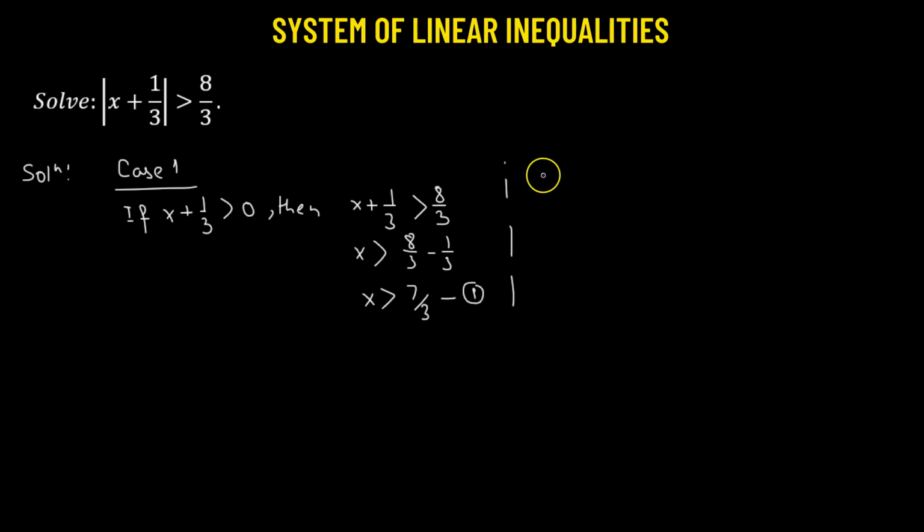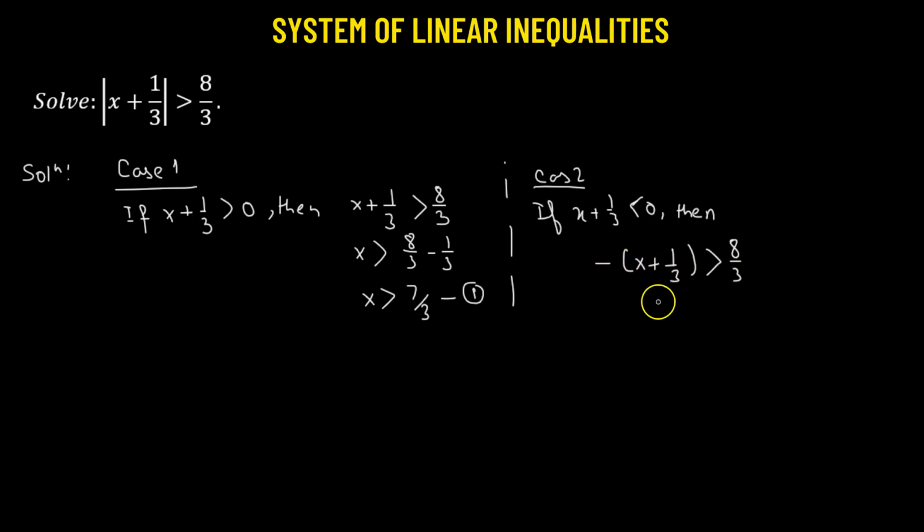Then we come to the second case. Case number 2. If (x + 1)/3 is a negative number, because when we are considering absolute values, it could be either positive or it could be negative. So when (x + 1)/3 is a negative number, then our inequality will become negative of (x + 1)/3 is greater than 8/3. Now what we'll do, we'll get rid of this negative sign by multiplying with negative 1 on both sides.